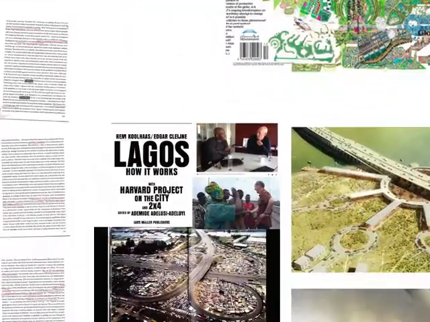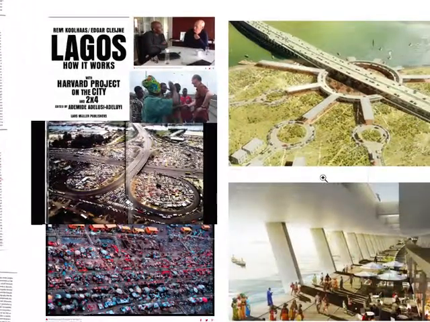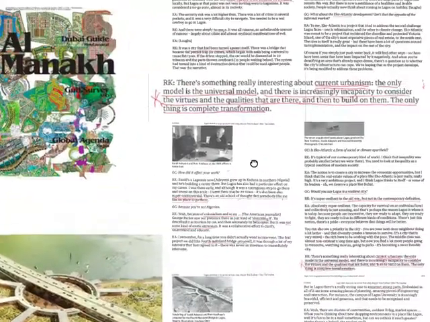By this time, he's given up on urbanism. So he's analysing and examining the city because he's in a way realised that the city is almost beyond hope, and he's now focusing on trying to read those cities almost from a kind of geographic perspective. He also did a project in Lagos, and it's interesting that he says something here. He says there's something really interesting about current urbanism. The only model is the universal model, and there is increasing incapacity to consider the virtues and qualities that are there and then to build on them. The thing is all about complete transformation.